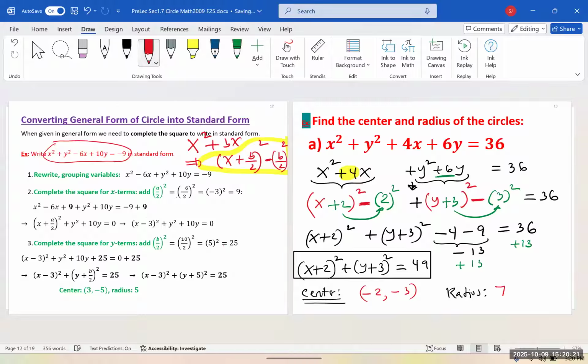Square root of 9 is 7. So see, we have this information which we did not realize at the beginning when we are given the general form. So this form doesn't tell us anything about that. But once we convert this into standard form, now we are so smart. We got all the information we needed.